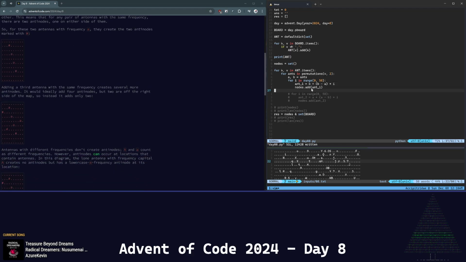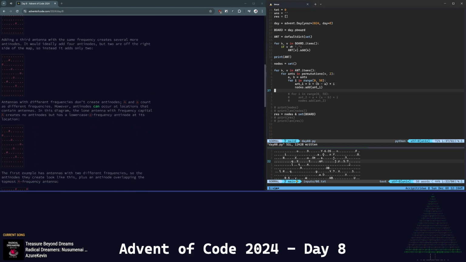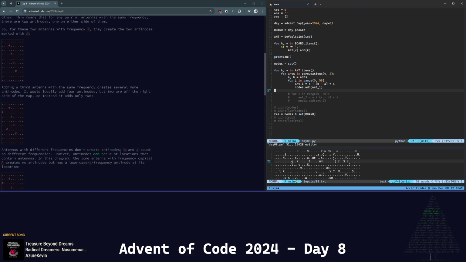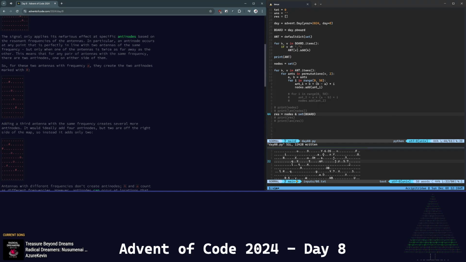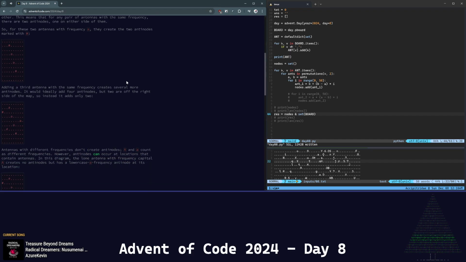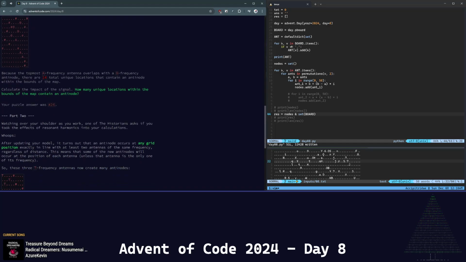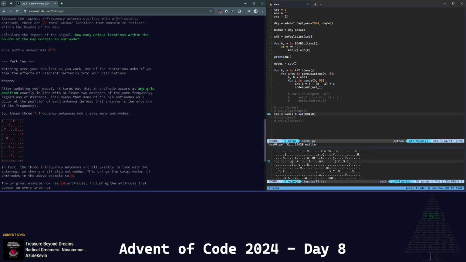So we go through all the permutations, and then the trick is that might give us locations that are outside of the grid. And so at the very end, I intersected with the set of all the keys that we originally parsed in, which is exactly all the locations that are considered in the grid. So this makes sure we only count antinodes that are in the grid. And then we get our answer. So that's part 1.